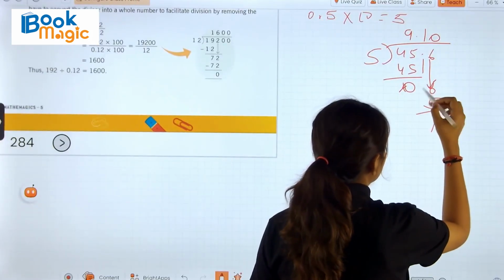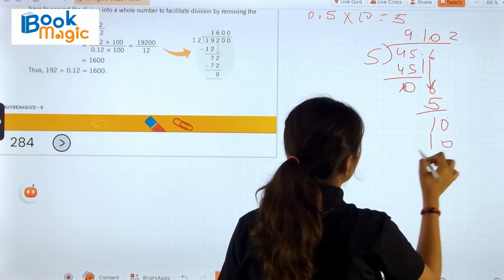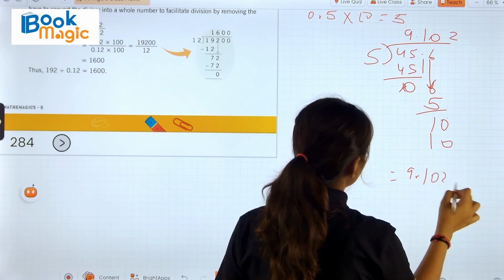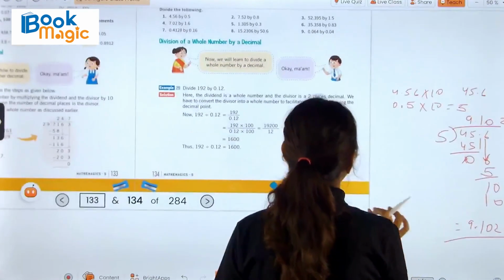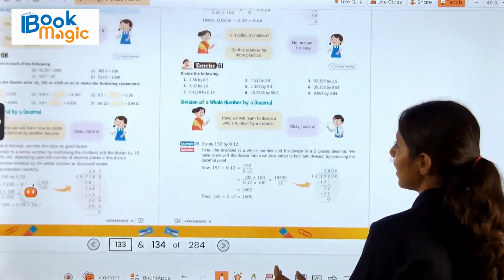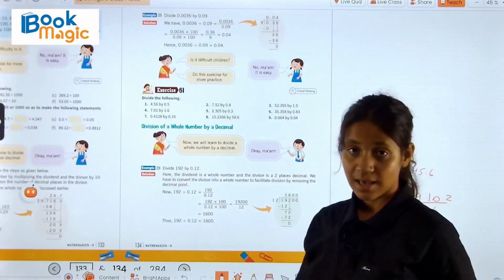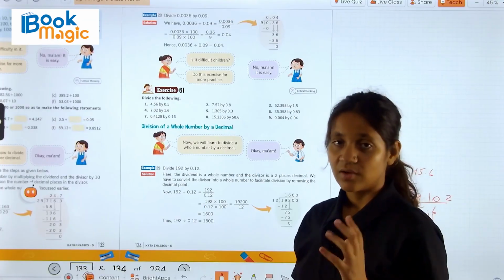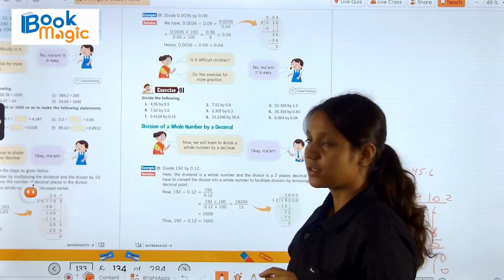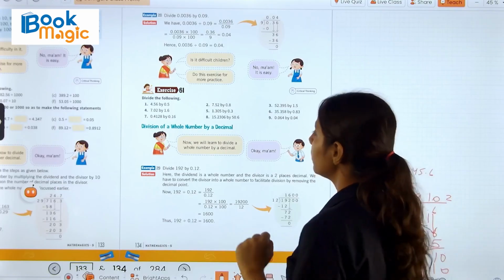So we are getting here 5 2s are 10. So the answer is 9.102. 9.102 is our answer. Okay, in a similar manner, the rest of the exercise you can do by yourself with the help of the explanation and the tricks we know about division.